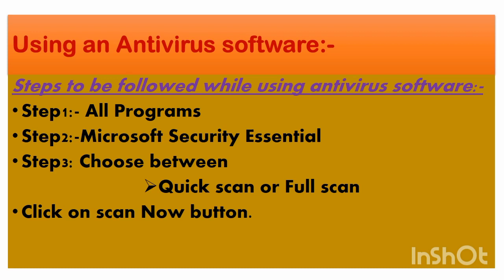Once you enter the software, you will have to choose between quick scan or full scan. Quick scan will quickly scan the files where the possibility of virus is more, but full system scan will completely scan your system and it will take more time. So accordingly you can choose either quick scan or full scan. After you have chosen, click on the scan now button. This will start scanning and it will remove the virus or put it in quarantine.